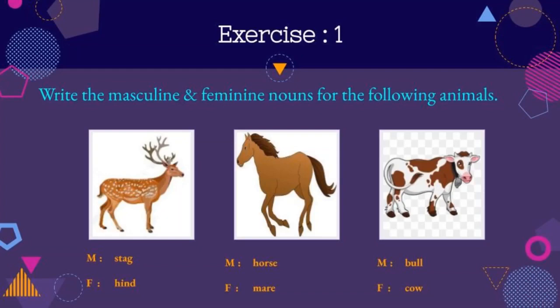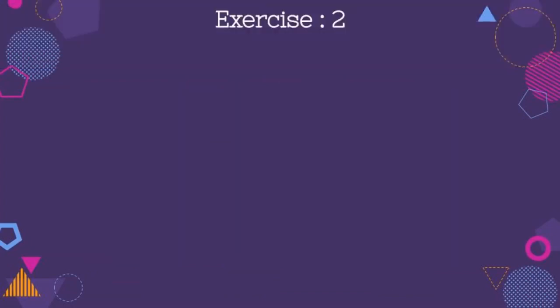Write neatly in your grammar book. Don't overwrite the words. Use pencil in your grammar book. Students, the first exercise is over.